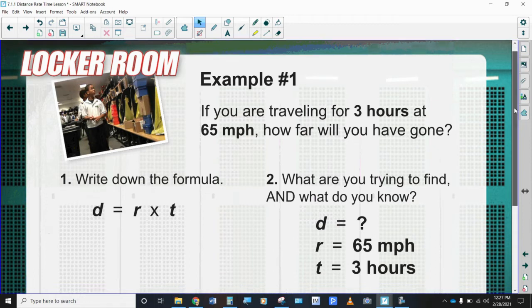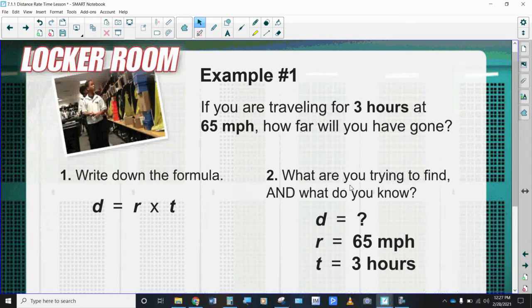Then we want to start with defining and describing everything. You've got a distance, a rate of speed, and a time, and we're going to define these. We know the rate of speed is 65 miles per hour, so we'll write that in. We know the amount of time is listed as 3 hours. It's the distance that we are missing.